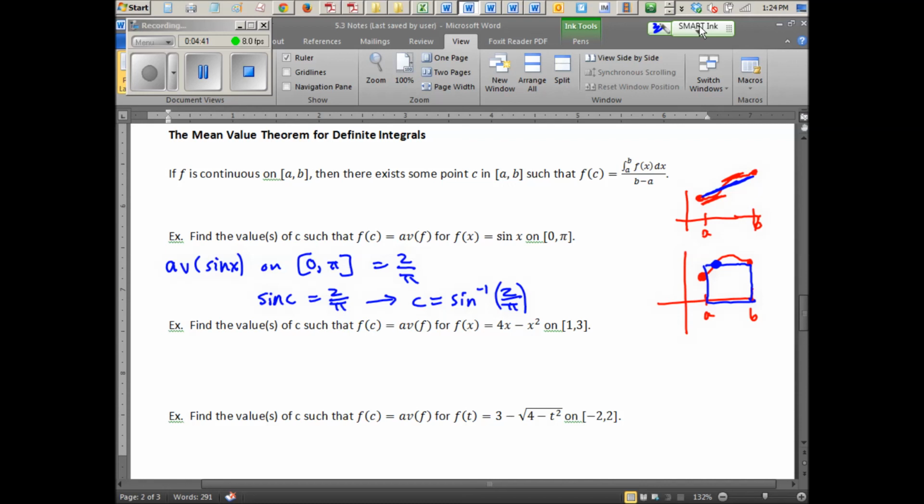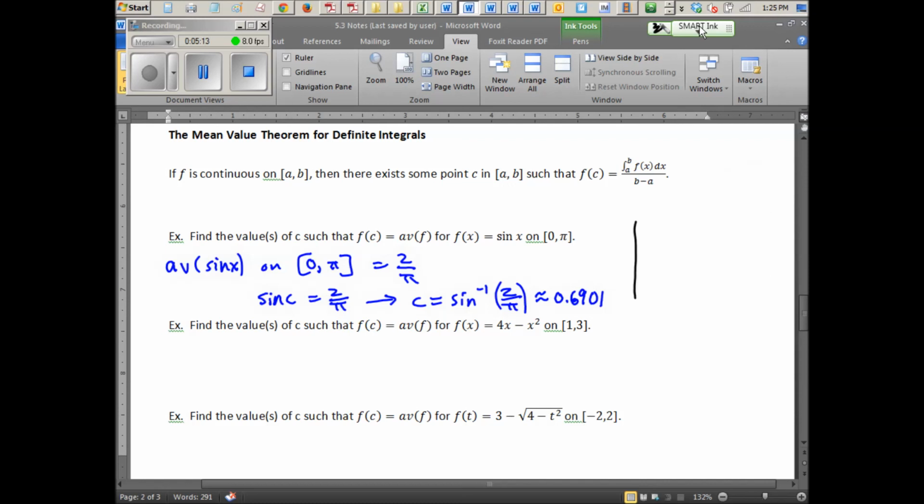Okay, so I heard someone shout 0.2 something. Let's see. Sine inverse of 2 over pi is 0.6901. Nice guess. Whoever was guessing. Okay. 0.6901 is the magic x value, and the y coordinate is 2 over pi, 0.6366. Okay, so let me just draw a picture of what just happened.